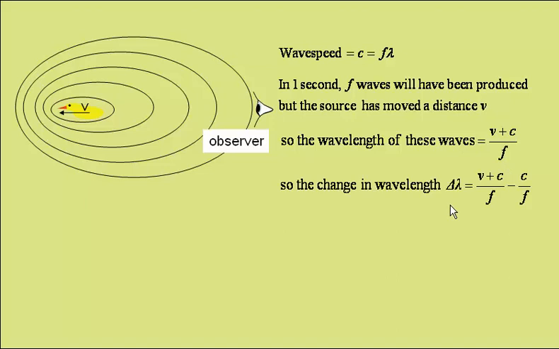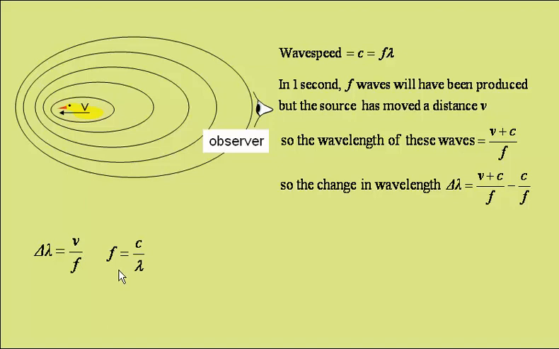So the change in wavelength will be given by the wavelength caused here minus the wavelength of a stationary object. We can simplify that to show that the change in wavelength is given by the speed of the object over the frequency of the waves.